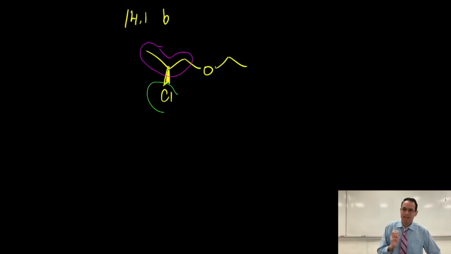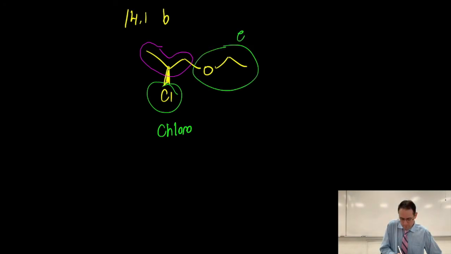Okay? Now we want to identify substituents. This is a chloro group. This is an ethoxy group. To number the parent chain identified in purple, we want to number from right to left to position the lower numberings at those substituents, okay? So, and then we have to alphabetize. So it's going to be 2-chloro, 1-ethoxy propane.